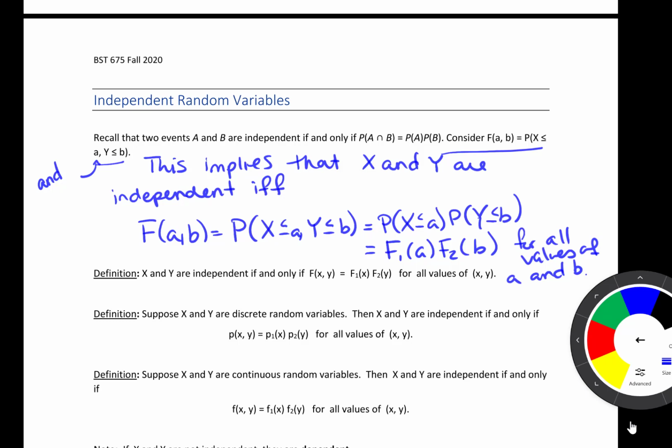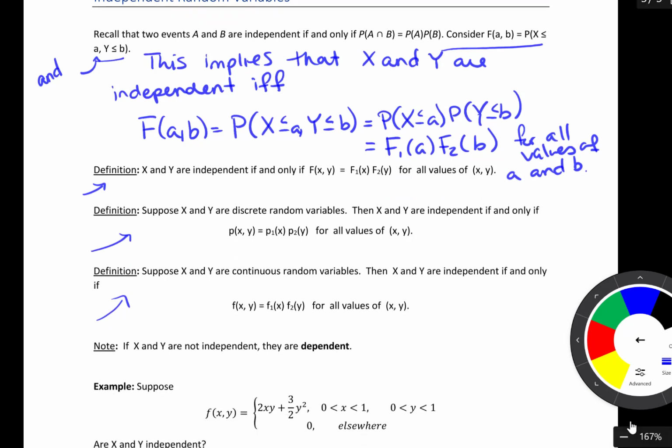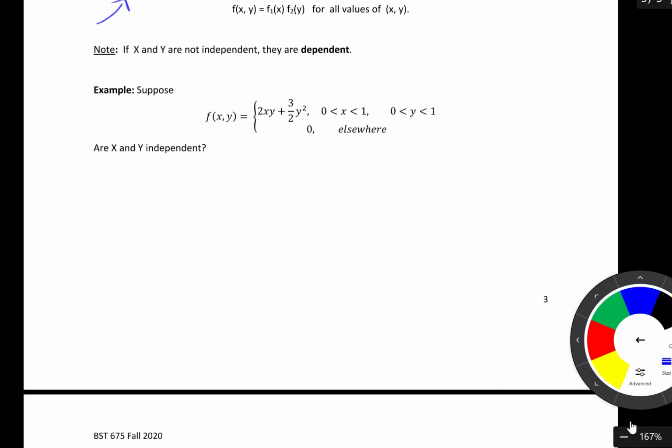And so that's actually going to give us here our definition of independence. And so notice we could then write this for either the discrete case or the continuous case. And then of course if x and y are not independent, then we say that they are dependent. So let's look at an example here.